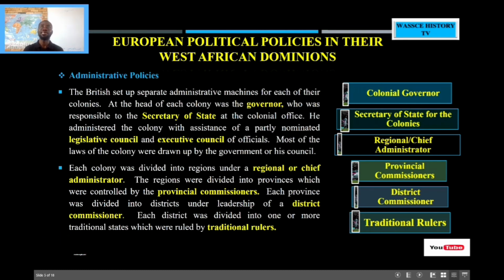So you realize that in the indirect rule system, the traditional leaders were the ones who were in touch with the people. And this is not different from what we have today. Today we have regional ministers, we have MCEs, as municipal chief executives or district chief executives. It goes down to that of the assemblyman. And so that is basically what the British decided to do.